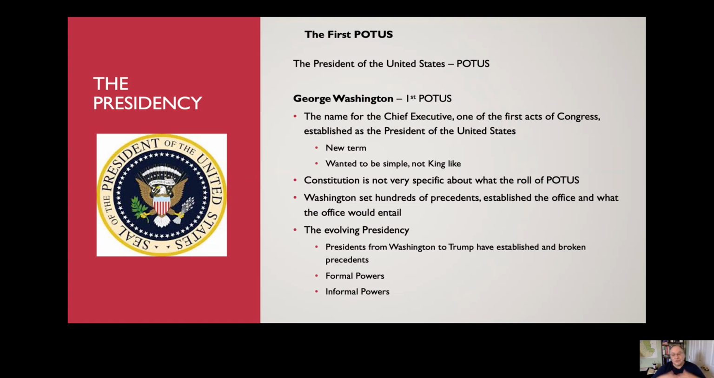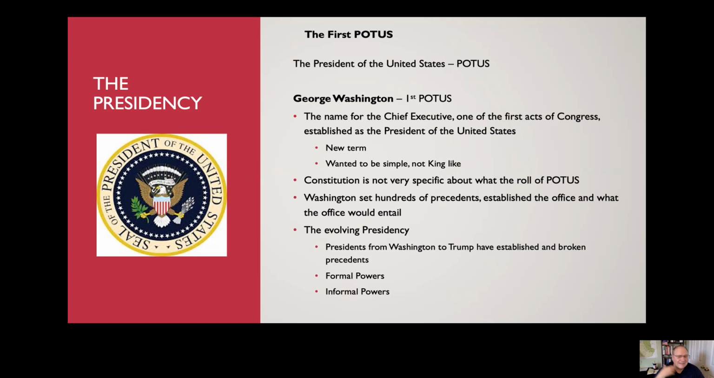The term president was a new term that George Washington ended up agreeing to because they didn't want it to sound king-like. They didn't want to sound too high and mighty, but they wanted it to be fairly simple. This is a chief executive, and they came up with this new term, the president. And again, the Constitution is not very specific about what the president is actually doing. So what the actual president does.